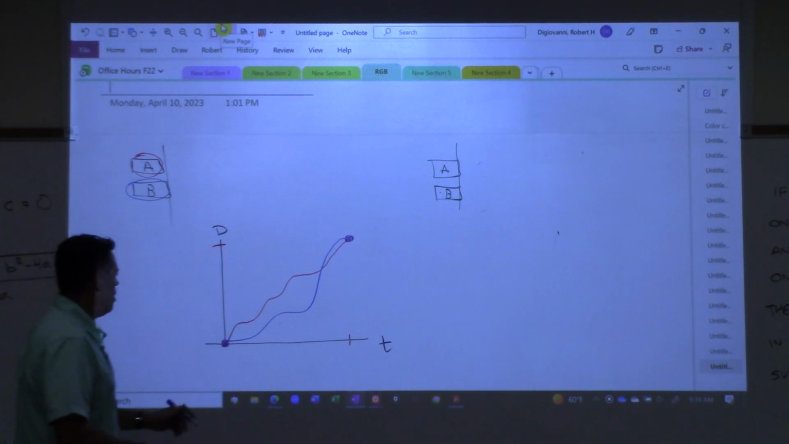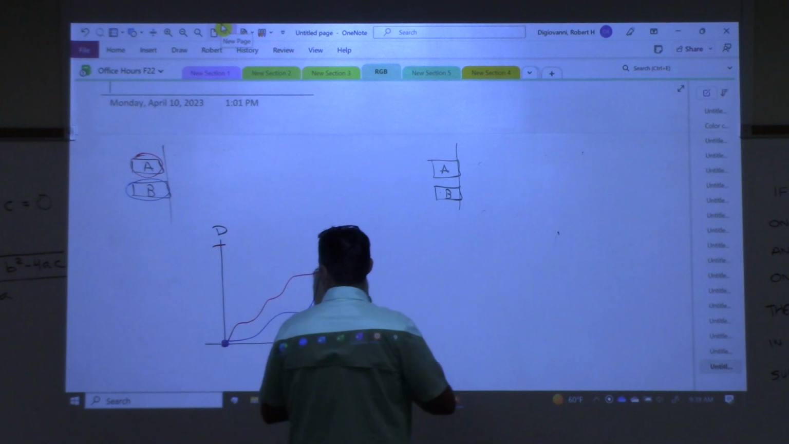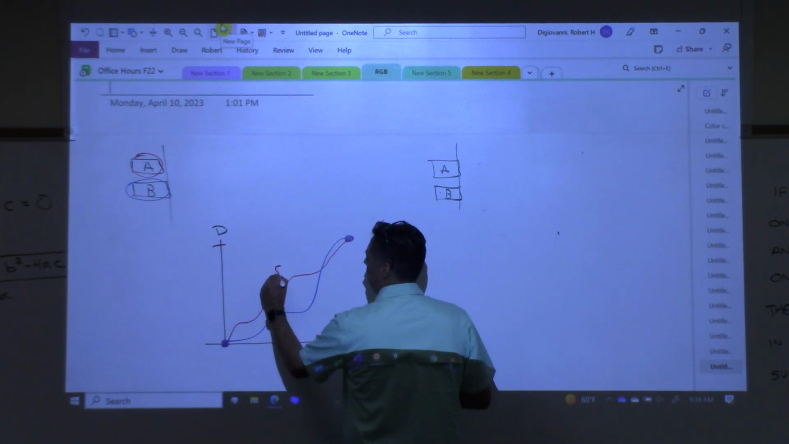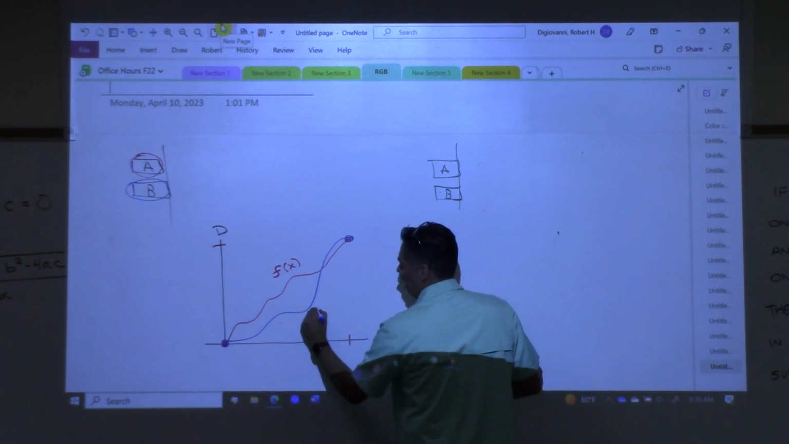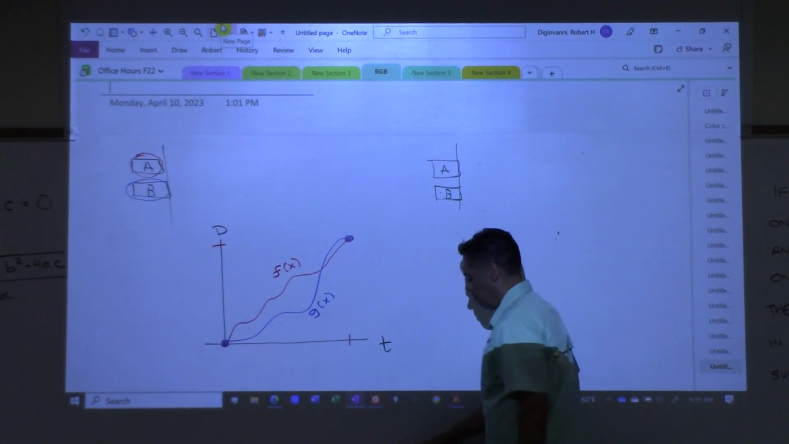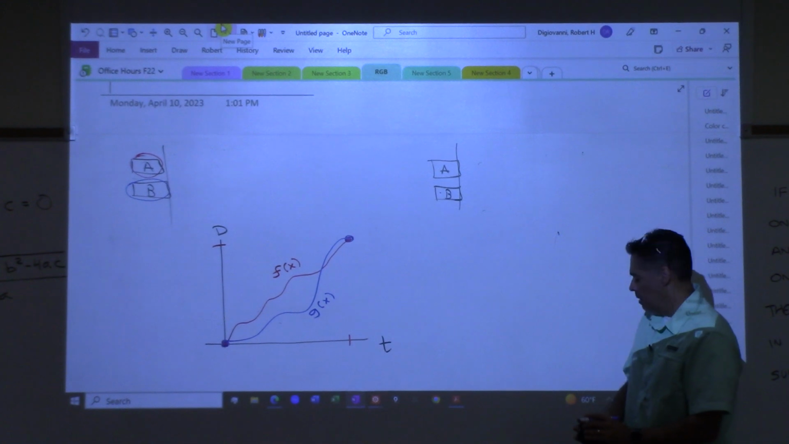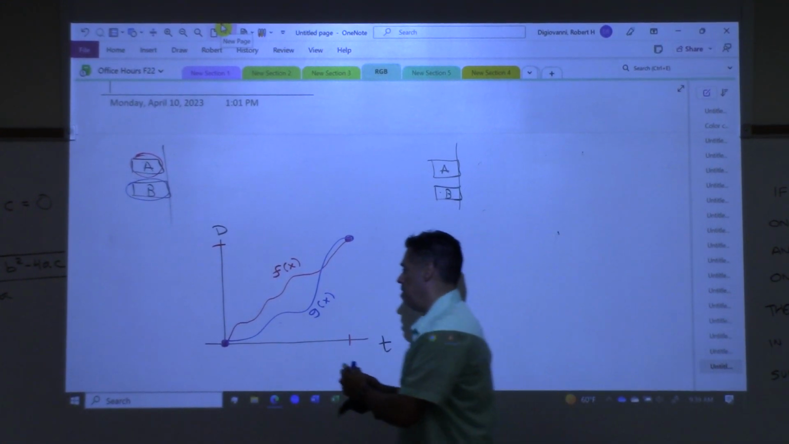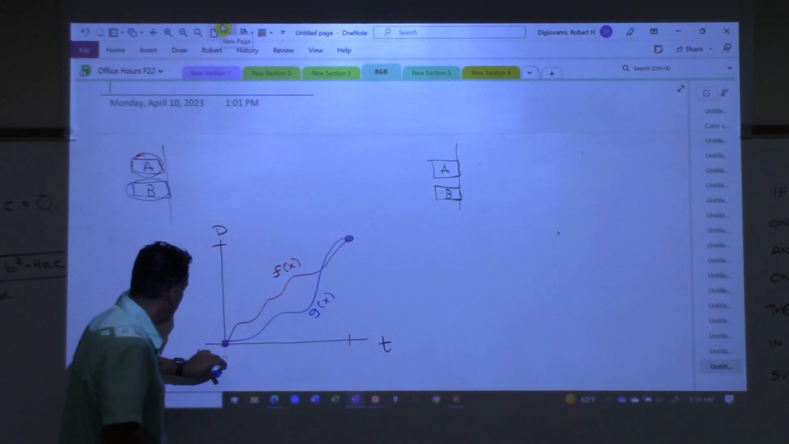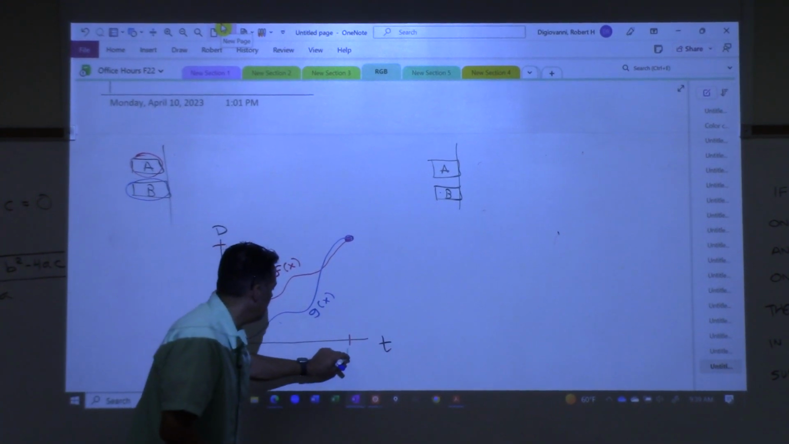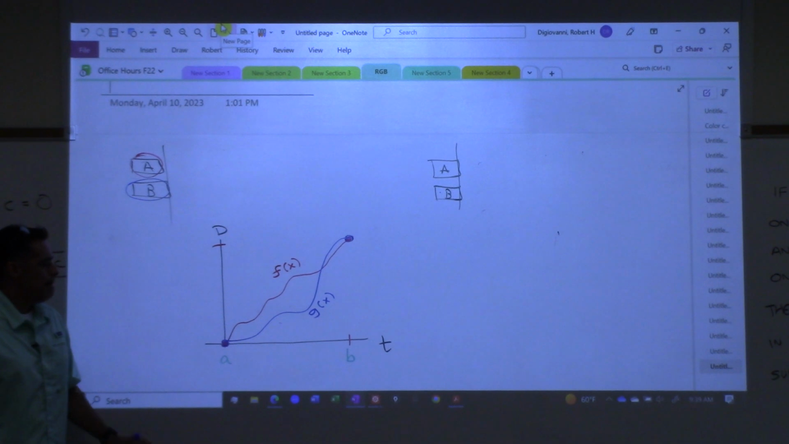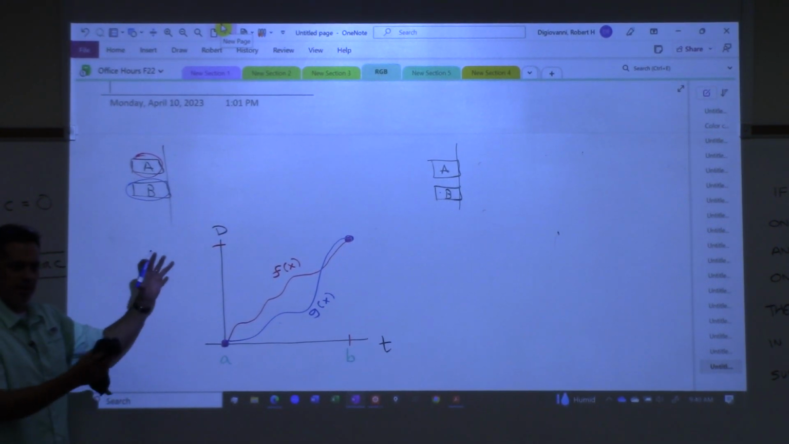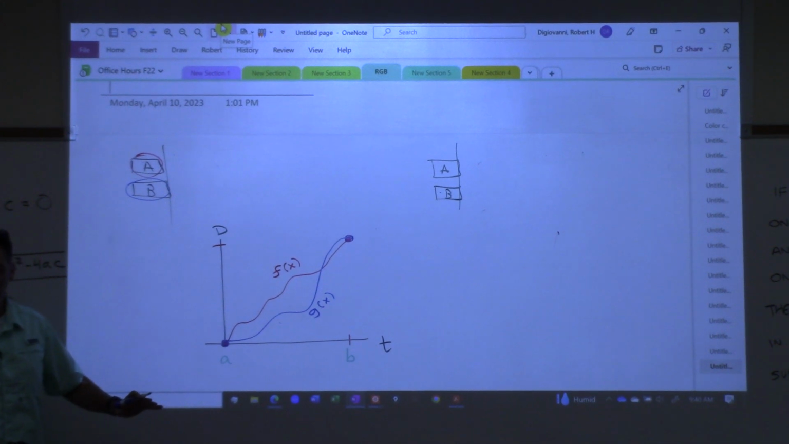I'm going to call the first red curve f of x, and I'm going to call the blue curve g of x. Let's call the point that they started A, and the point where they ended B, all right? Everyone understand the geometry of this, or the setup here so far? Any questions about it?